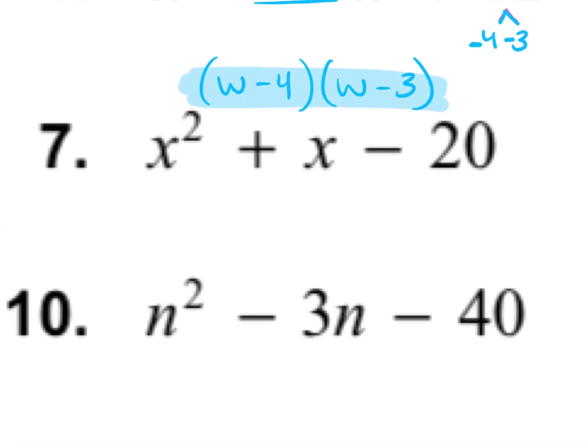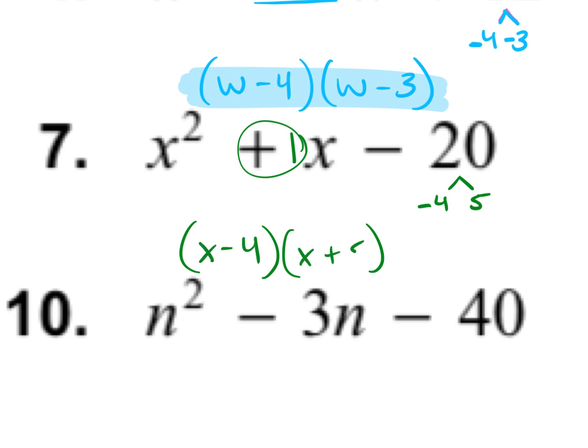All right, let's do 7. What are 2 factors of negative 20 that add to 1? Four and 5, but which one's positive and which one's negative? 4 is negative, so what's negative 4 plus 5? 1, perfect. Because the sign in the middle is always going to be the sign of the bigger number. So 5 is larger, so that would be the positive number. So how would we write our parentheses? X minus 4 and x plus 5. Awesome.